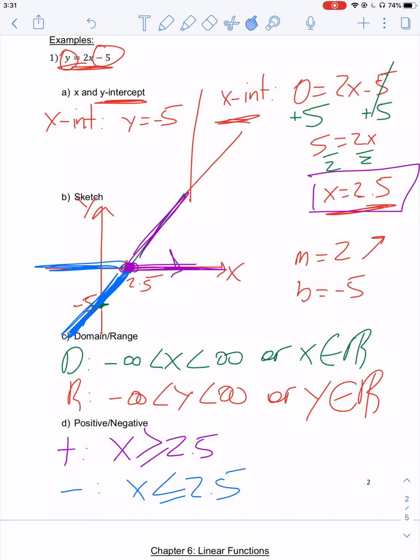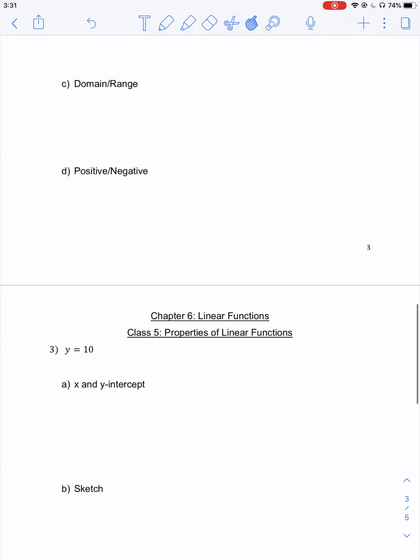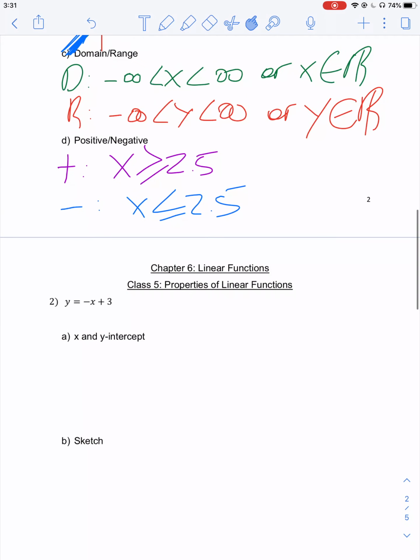Okay, so now let's do a couple more, and then the other ones will be homework. Because it's expressed in the form y equals mx plus b, finding the y-intercept is very easy. That's your y-intercept. So the y-intercept is just y equals 3. And by definition, this means your x value has to be 0.